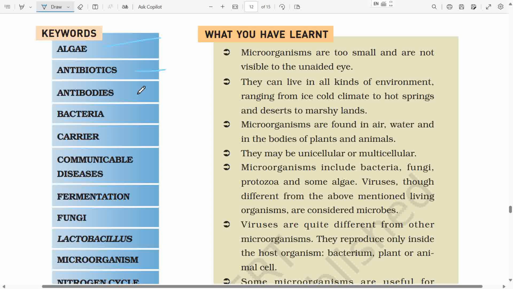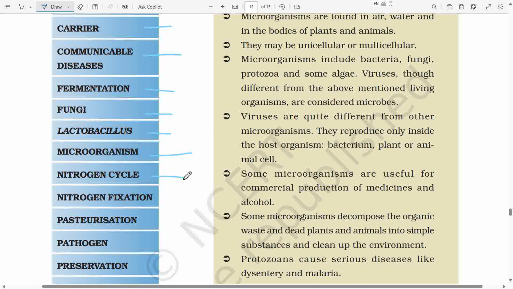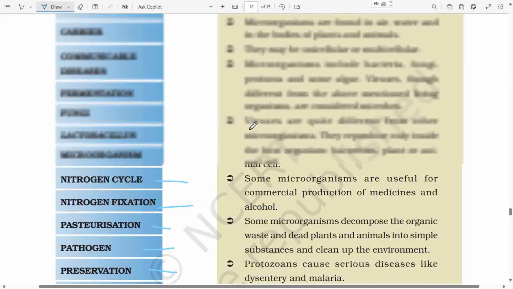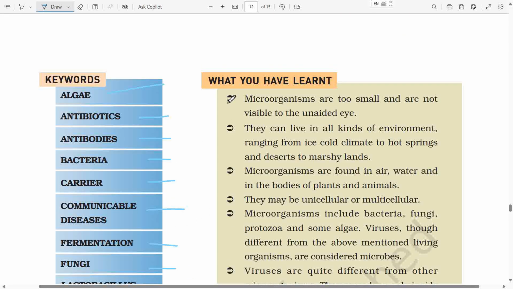Keywords: algae, antibiotics, antibodies, bacteria, carrier, communicable diseases, fermentation, fungi, lactobacillus, microorganism, nitrogen cycle, nitrogen fixation, pasteurization, pathogen, preservation, protozoa, rhizobium, vaccine, virus, yeast.